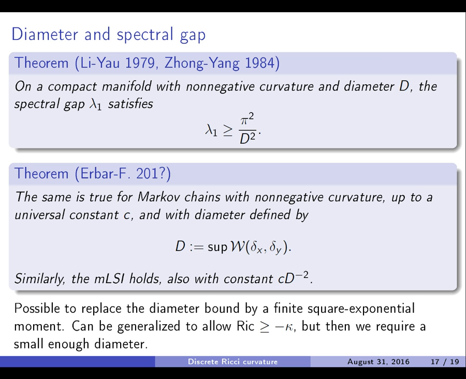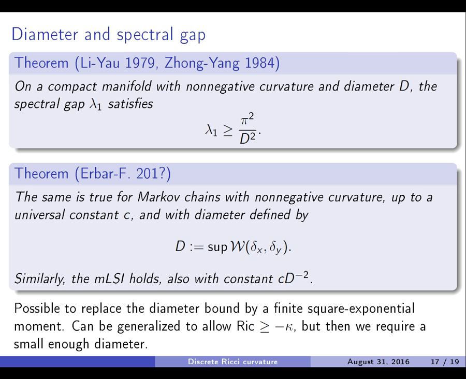And the same is true for the modified logarithmic Sobolev inequality. If you have non-negative curvature, then it's bounded from below by some constant over d square with some other universal constant c. And once more, we don't know what the best universal constant would be.